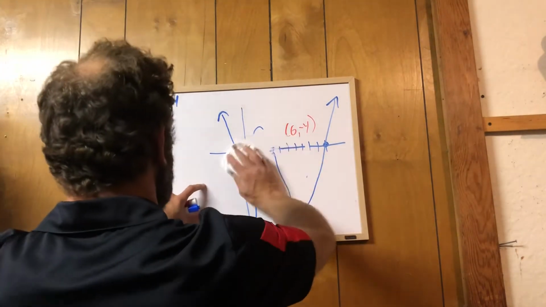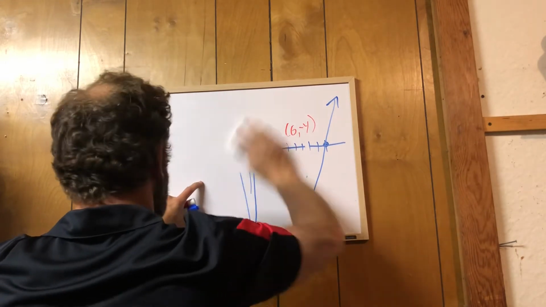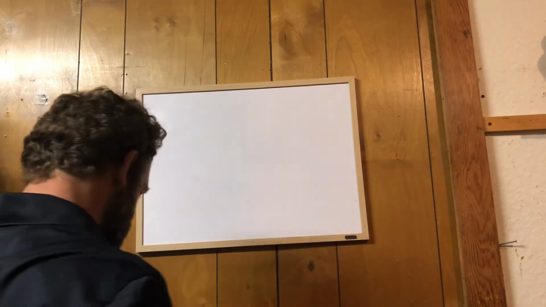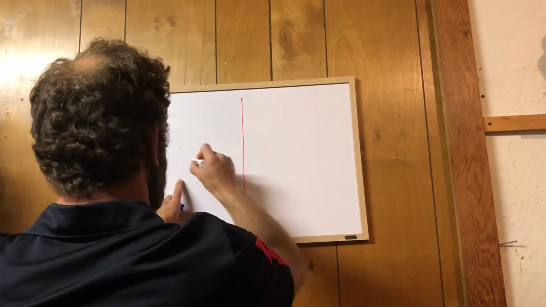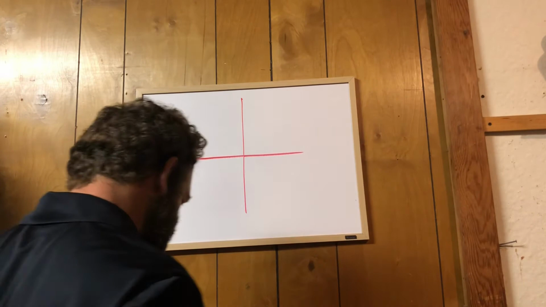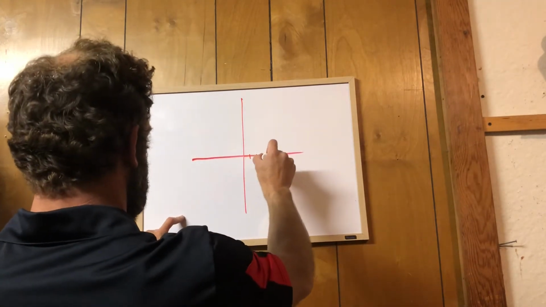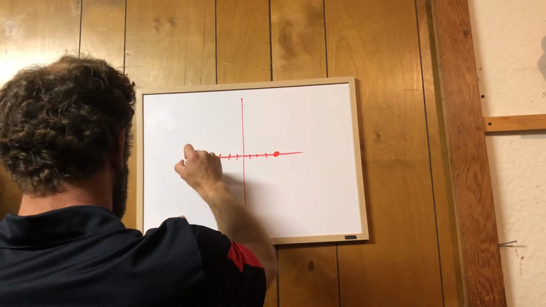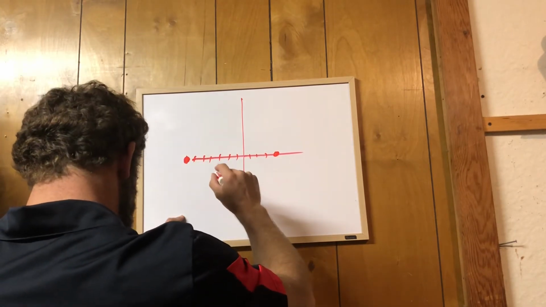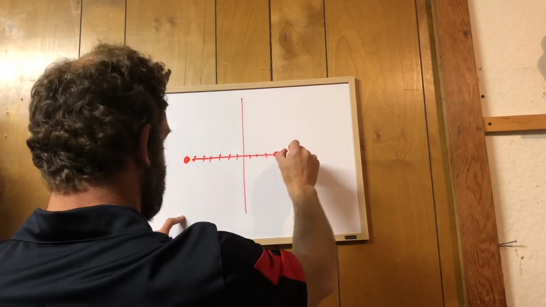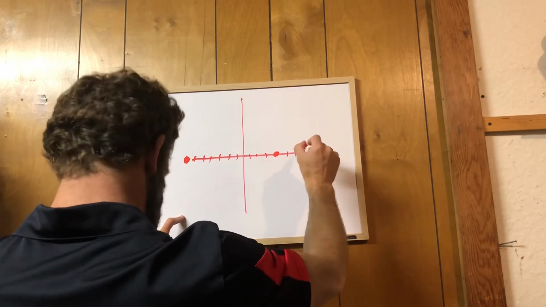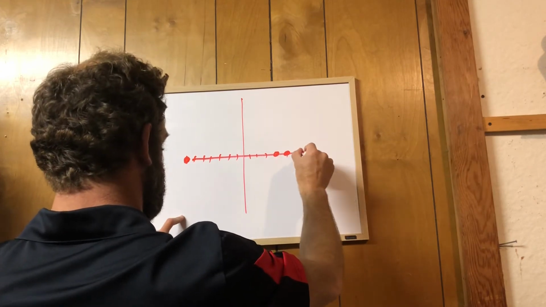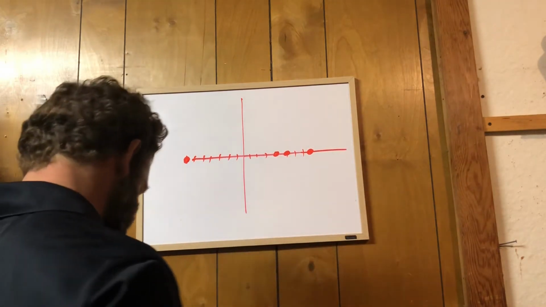Okay, now that you paused it, and hopefully you guys just tried it right now, you should be able to know what this graph looks like. So what I'm going to do is I'm going to create this graph. I'm going to do my intercepts. I have a positive 4. I'm going to have a negative 7. I have a positive 8. And I have a positive 5. All right.